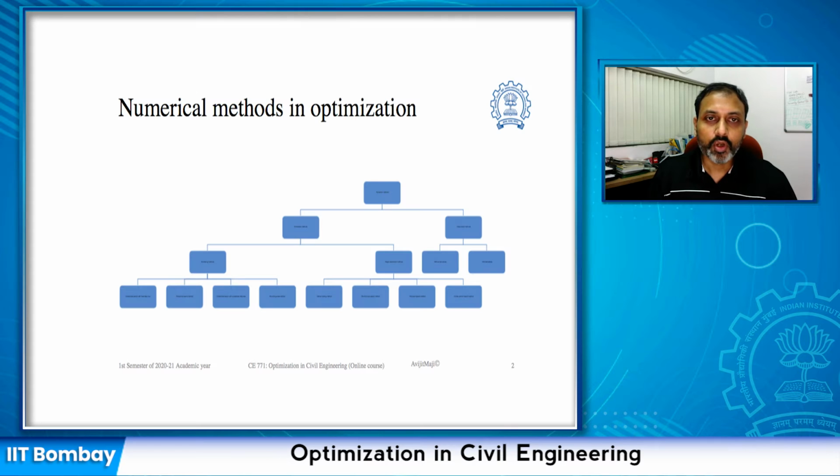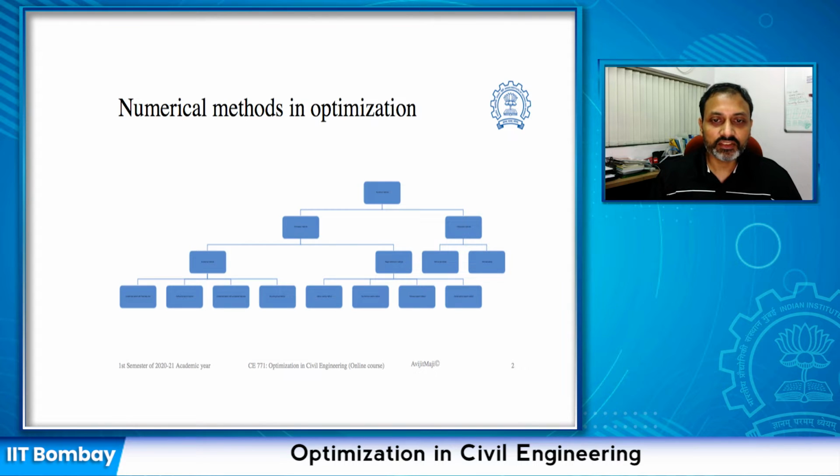Hello everyone, welcome back to Optimization in Civil Engineering. So far in the numerical methods, we used elimination methods to find the optimum solution of single variable and constraint optimization problems. In this, there were 4 bracketing methods and 4 region elimination methods. The bracketing methods helped us to quickly bracket the optimum solution, and the region elimination method helped us to obtain the optimum solution with certain precision.